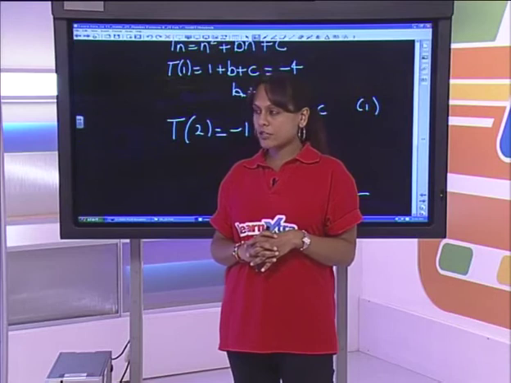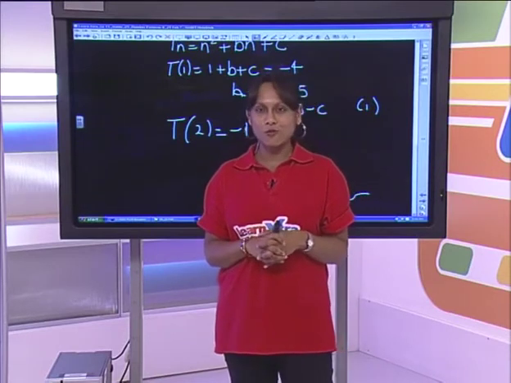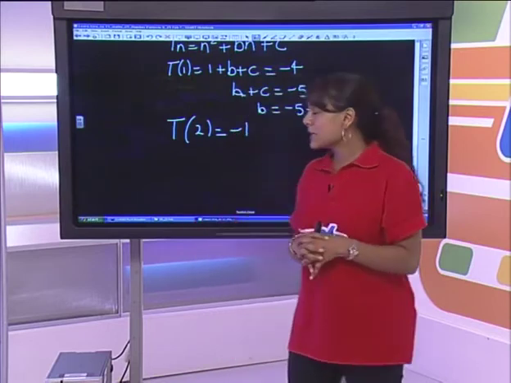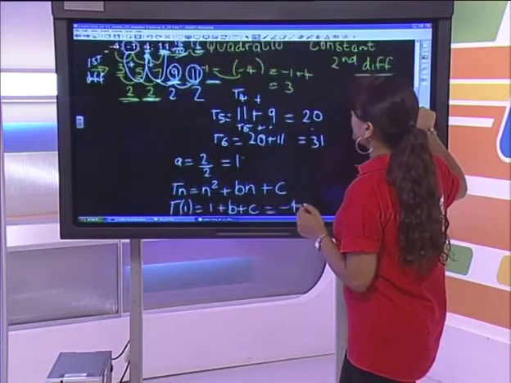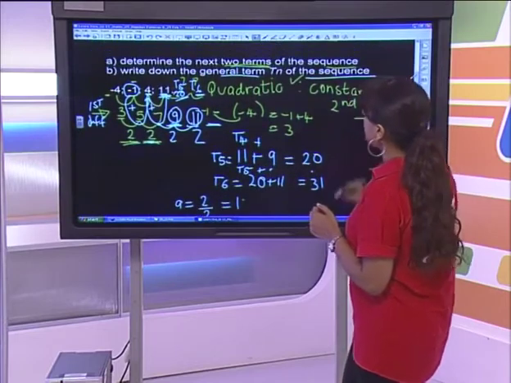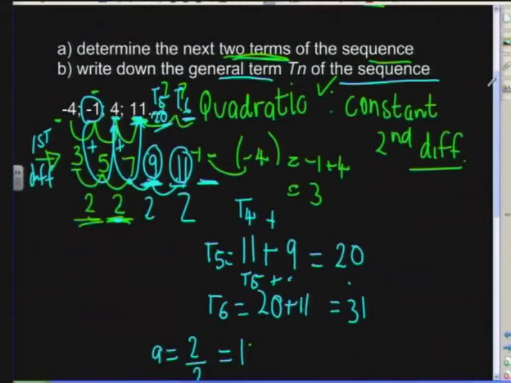So without further ado, I'm going to get stuck straight into the example because it is quite a long one. All right, so guys, when we left off, we were going to look for the general term of this sequence, minus 4, minus 1, 4, and 11. We saw that it was quadratic. We saw that the constant difference in this case was 2. Remember, the constant difference tells us that it is quadratic.